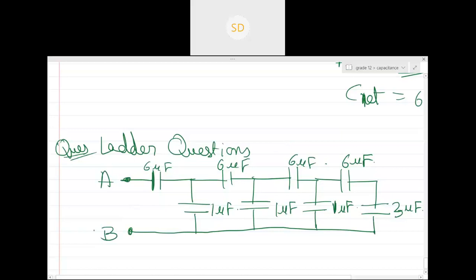Why are these questions called ladder questions? Because the circuit looks like a ladder, right? That's why. So how will we do it? And these type of questions will come again in current electricity. I'm trying to cover these questions here itself. Over there, I will give it as homework. Okay?